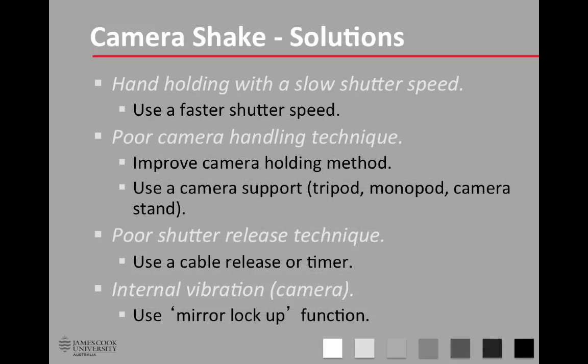The list you see here on the screen is a range of camera shake solutions for the causes earlier listed. When hand-holding cameras, it is important to use a shutter speed of at least 1/60th of a second to 1/25th of a second. For longer lenses, you need to increase that minimum shutter speed.